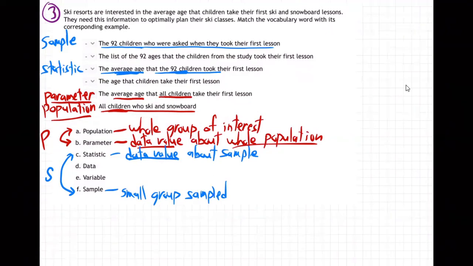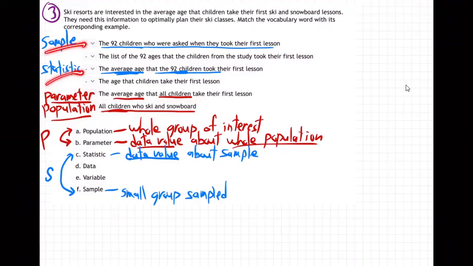How are you going to find those? All in all children, all children. That's your population and your parameter. P and P, they go together. All the children is the population, and a data value, like average, about all the children is your parameter. And then find the sample and the statistic.